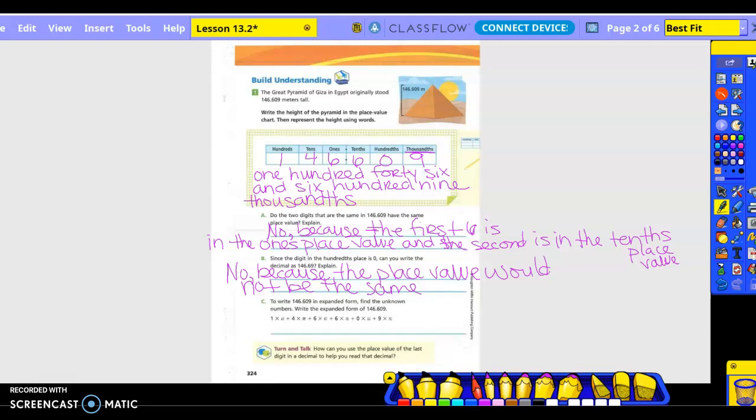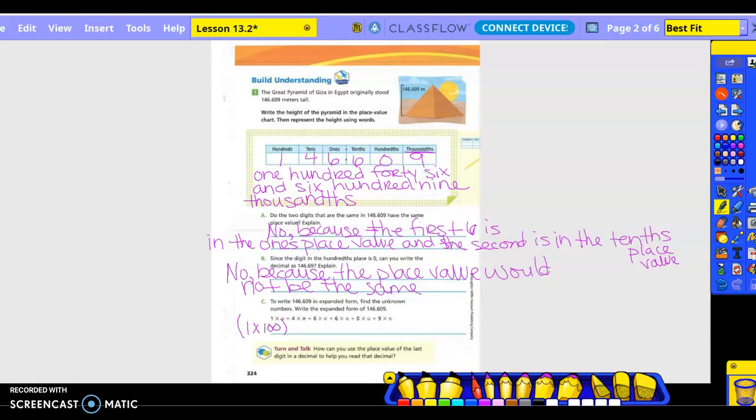Okay, letter C. To write 146 and 609 thousandths in expanded form, find the unknown numbers. Write the expanded form of 146 and 609 thousandths. So we would write 1 times what? What's in the 1 spot? 1 times 100. Okay, so 1 times 100, right?